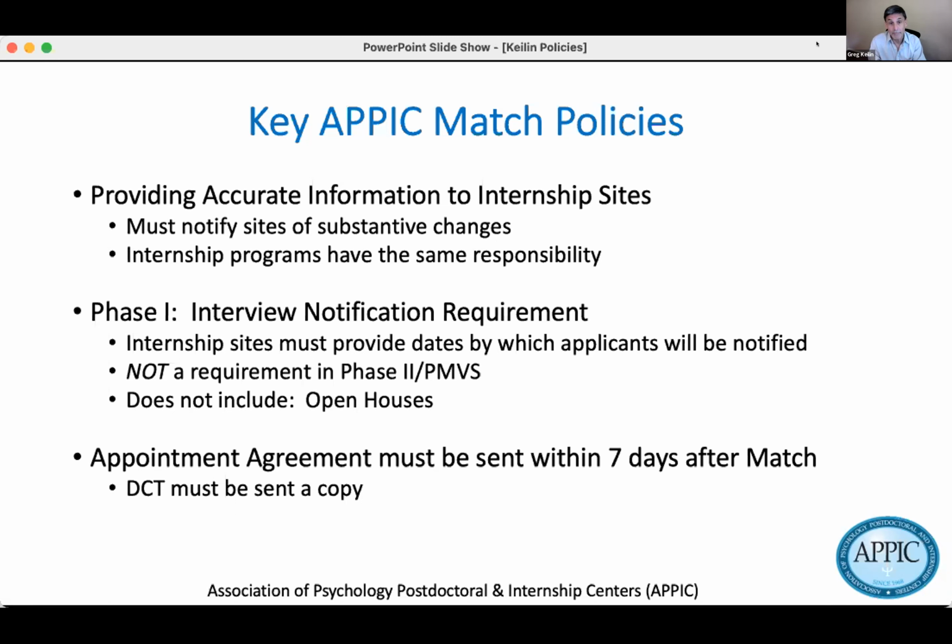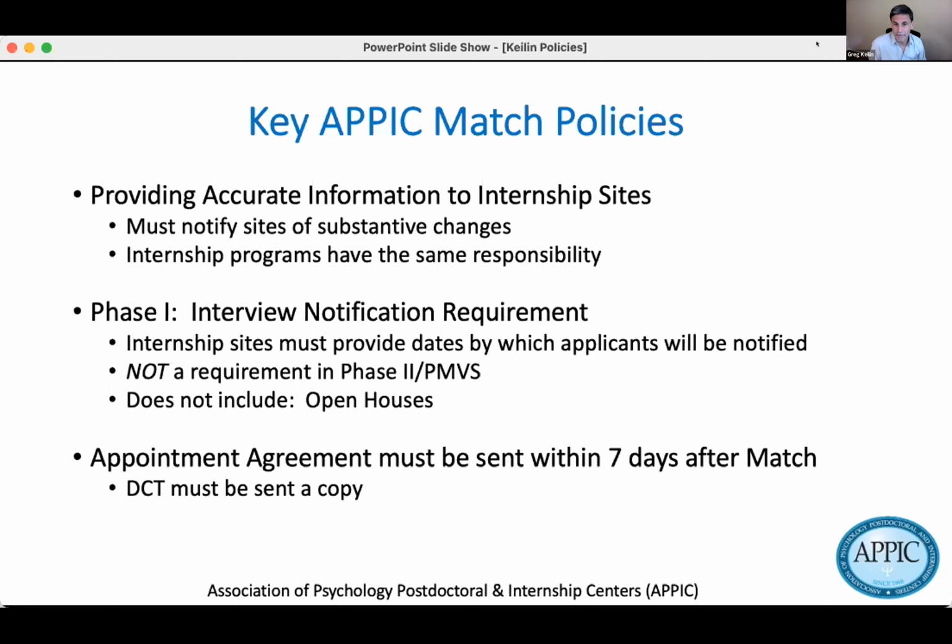And at the same time, internship sites have the same responsibility to you and your students. They need to accurately describe their programs. They need to notify your students about changes to those programs that may occur. And they are expected to do what they say they are going to do.